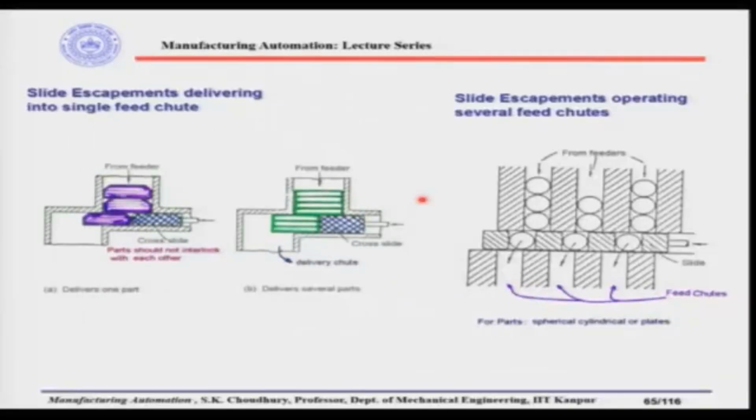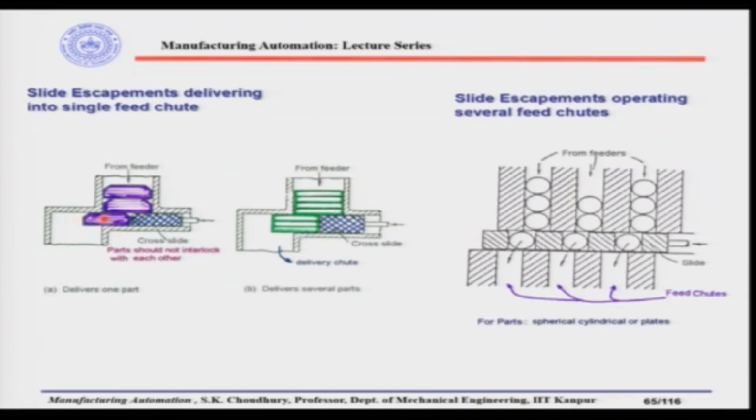Well, let us see the other examples. For example, in this case, slide escapements delivering into a single feed chute. Here these are the parts coming from the feeder, either it can be a horizontal feeder or a vertical feed delivery, and when the parts come at the end of the feeder, there is a cross slide here, and this slide can reciprocate. While the slide is going to this side, it will take one part from the feed track and deliver it to the machine. So, this is going to the assembly machine.